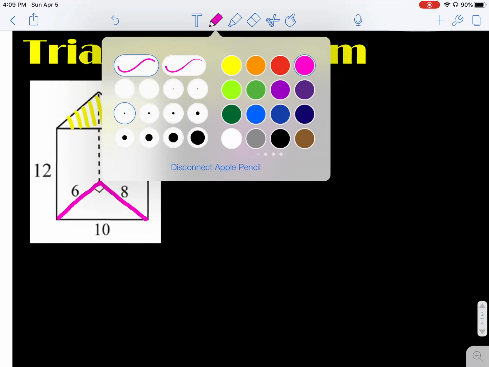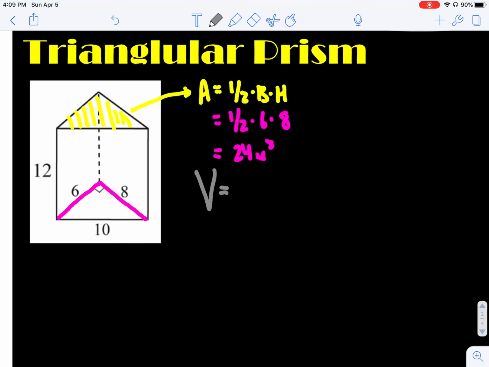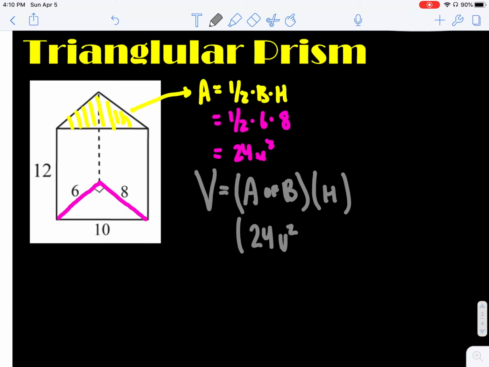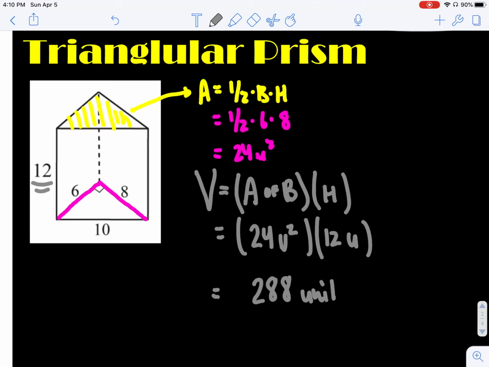So when we talk about calculating our volume, it is the area of the base times the height. The area of the base we just calculated is 24 units squared, times the height of that prism, which is 12 units. So the product of 24 and 12 is, let's see, 24 times 10 is 240, and 24 times 2 is 48, so that's 288 units cubed. Okay, so there's a triangular prism, when the shape of the base is a triangle.